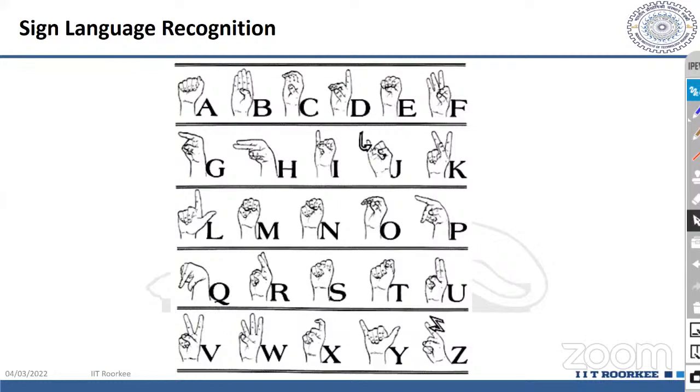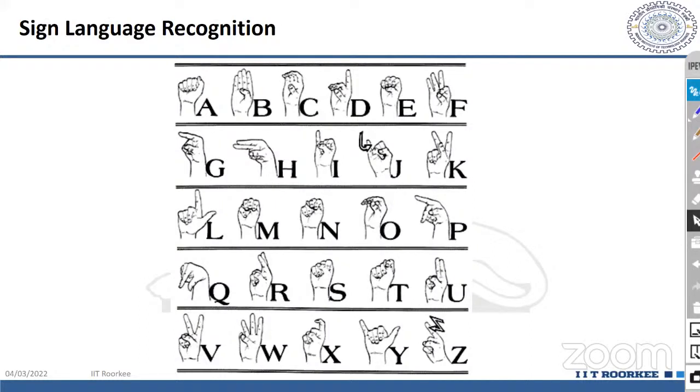And the third part of my talk is on sign language recognition. In IIT Roorkee, we have a school called Anushruti, where the students cannot talk or hear. So they use actions to communicate, which we call sign language. Here you are seeing American Sign Language.